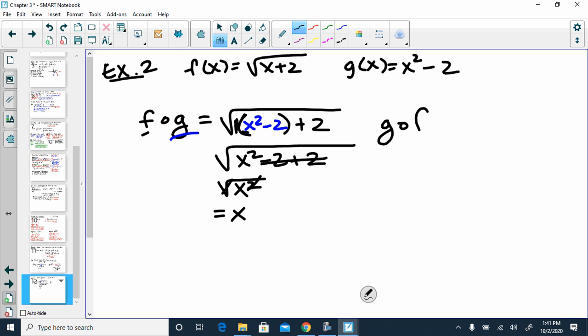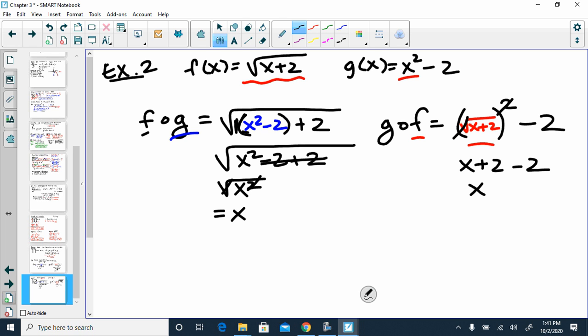Likewise, the other way around, g of f. I start with function g, which is x squared minus 2. Remember, put that blank in there, and I usually use parentheses for that x when I write that. Now f is going inside of that, so the square root of x plus 2. The square root goes away, you end up with x plus 2 minus 2, and you end up with x. So voila, those two are in fact inverses as well. If they didn't both end up equaling x, then they would not be inverses of each other, and you would readily see that. That's the idea there.